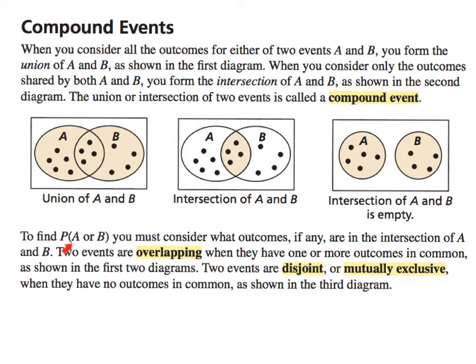To find the probability of A or B, you must consider what outcomes, if any, are in the intersection of A and B. Two events are overlapping when they have one or more outcomes in common, as shown in the first two diagrams. You can see here in the middle, and here in the middle, they have things in common. But in the third diagram, the intersection of A and B is empty. They don't combine at all. Two events are disjoint or mutually exclusive when they have no outcomes in common, as we said here in the third diagram.